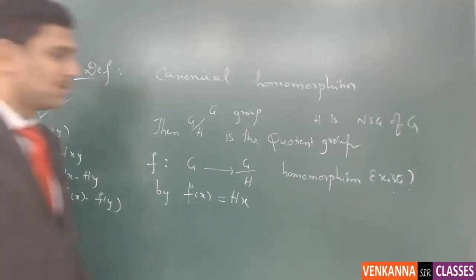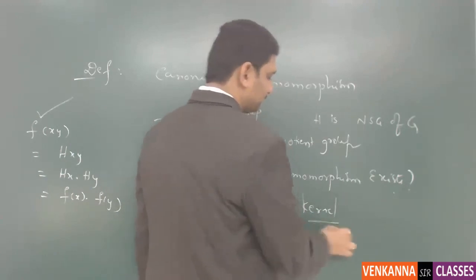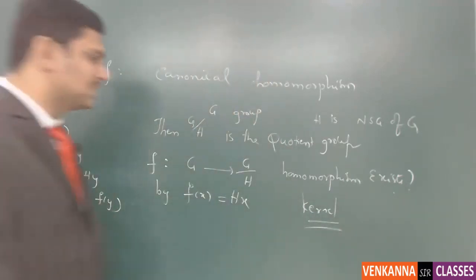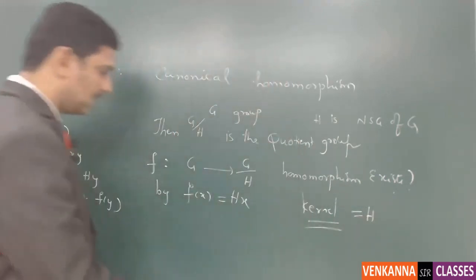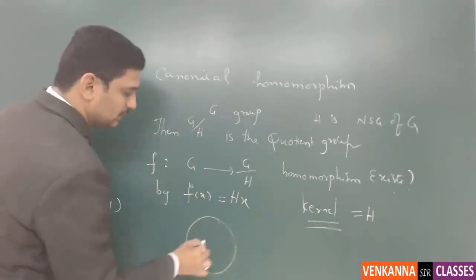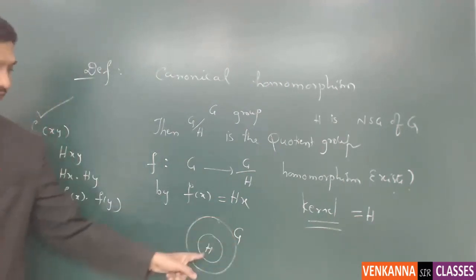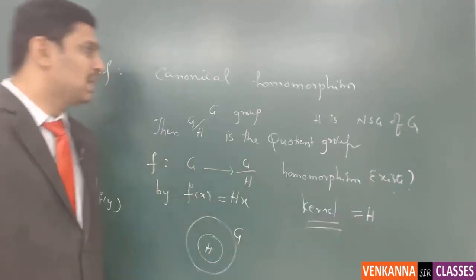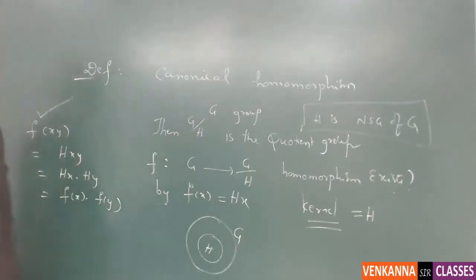And if you have a question, what is the kernel? The kernel is nothing but H here. Because in G, H is the part. So the kernel is nothing but H, and you have taken that H is a normal subgroup of G. So this is the objective.